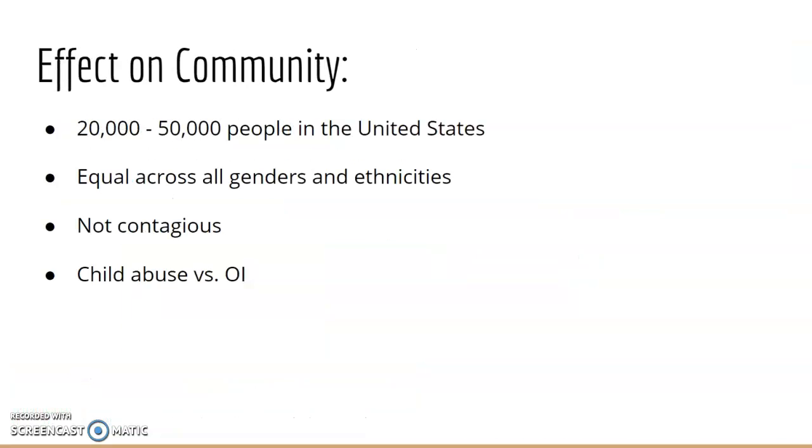Effect on the community: 20,000 to 50,000 people in the United States have OI, and that's from type 1 all the way up to type 19, so that's including all types. It is equal across all genders and ethnicities. There is not one person who has it more, or one group that'll have it more than the other.